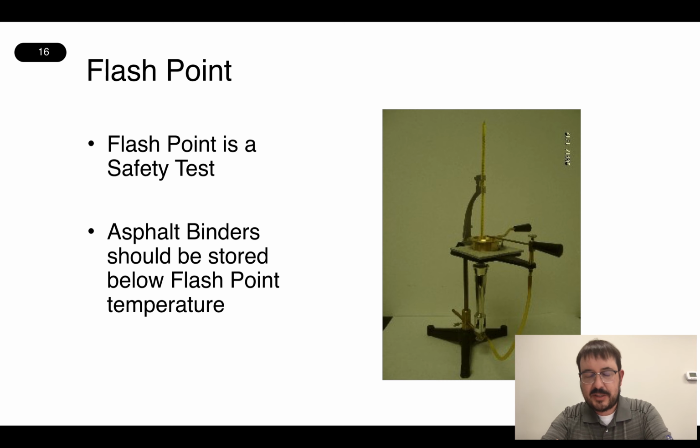According to the Asphalt Institute, typical flash points for conventional hot mix asphalt binders are 230 Celsius or around 450 Fahrenheit or higher. So it's really important that we store asphalt binders in both our tanks or in labs well below this flash point from a safety concern.